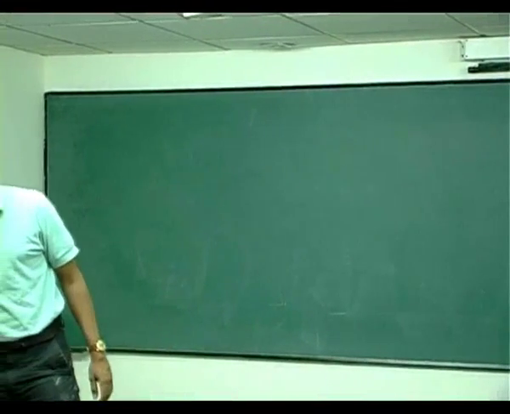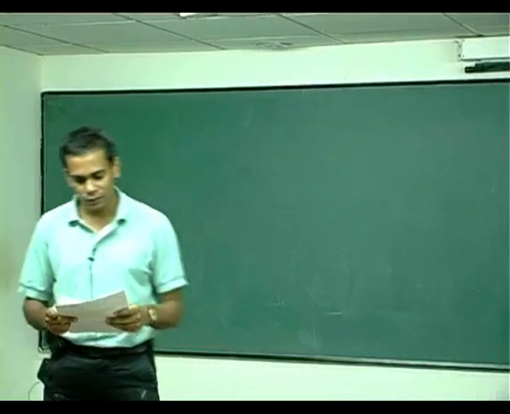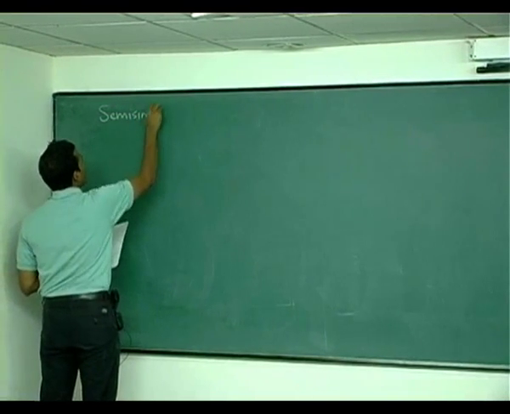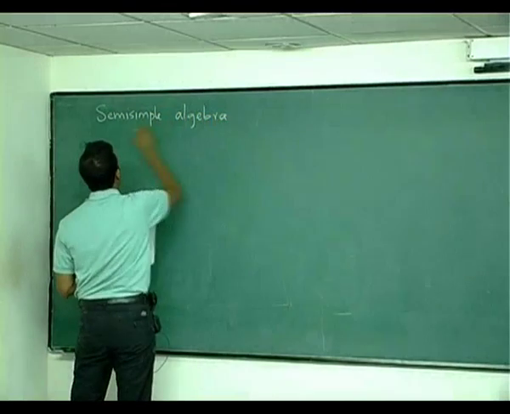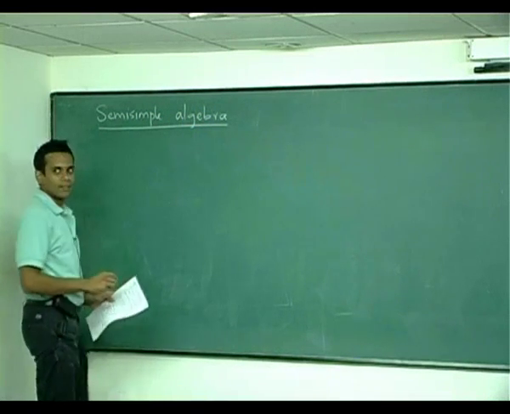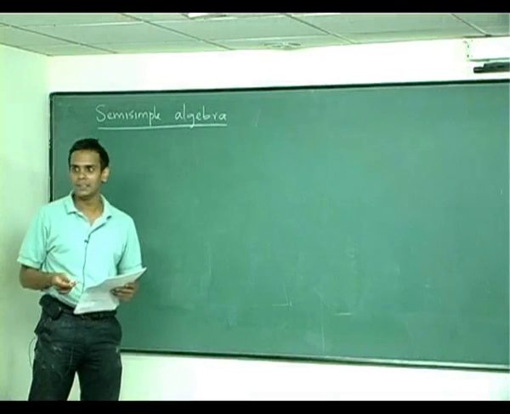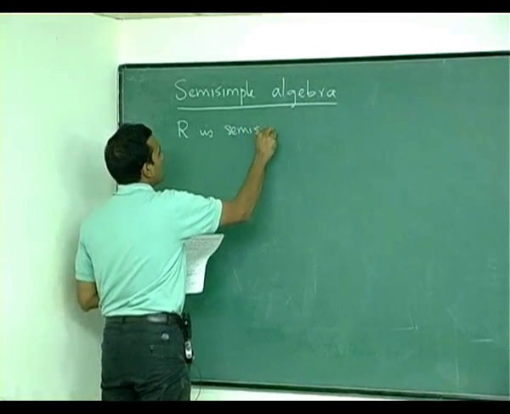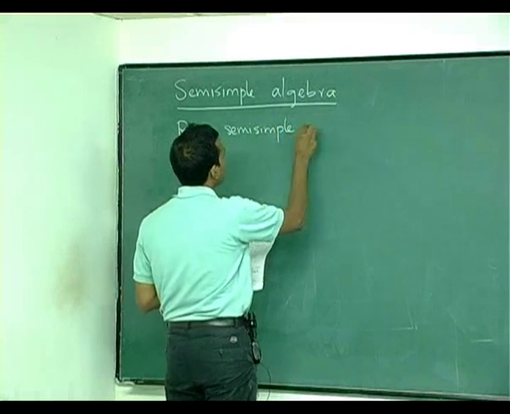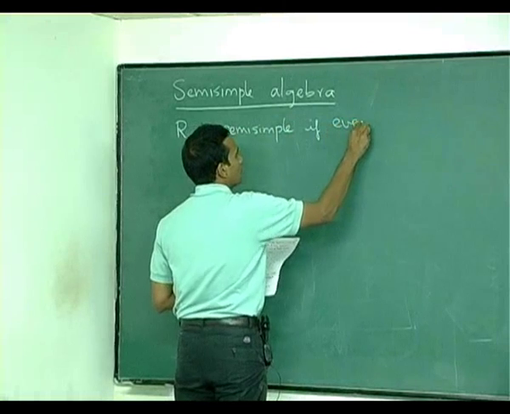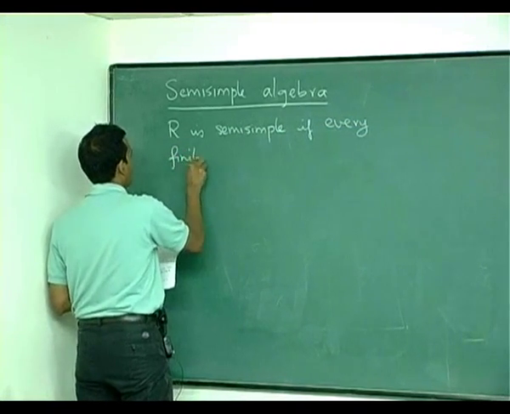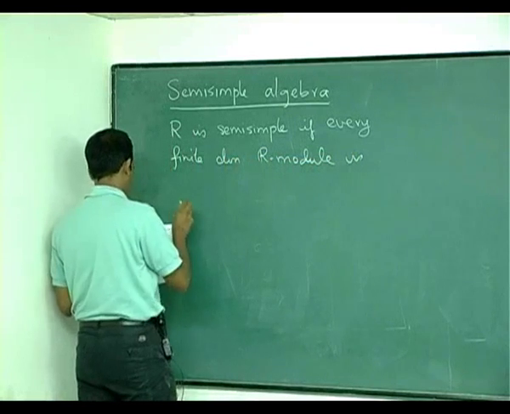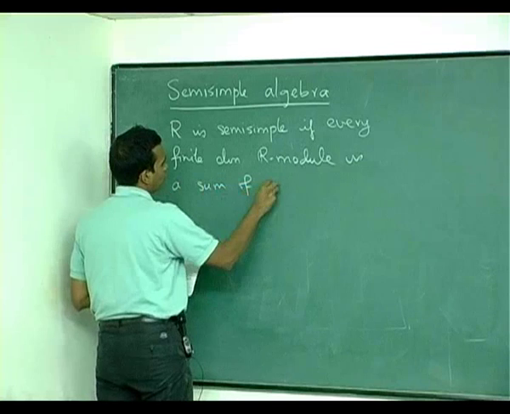So last time we proved Maschke's theorem. So this brings us to the notion of a semi-simple algebra. Suppose R is a finite dimensional algebra over some field K, then we say that R is semi-simple if every finite dimensional R module is a sum of simple R modules.